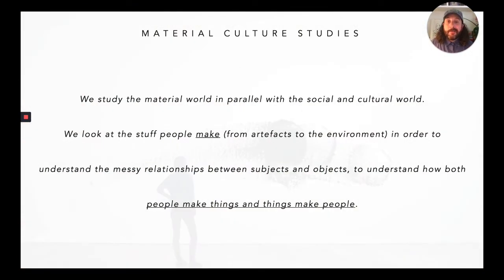Okay. So material culture studies. We study the material world in parallel with the social and cultural world. Social anthropology is a key discipline of anthropology that we intersect with and work with, but we're studying in parallel with the social and cultural world. So we look at the stuff people make, from making artifacts to making our environment, in order to understand the messy relationship between subjects and objects, between individuals and artifacts, to understand how both people make things and things make people. This is what material culture studies is about. It's about understanding the way that people make things and that things make people, and the particular relationship between those two aspects.